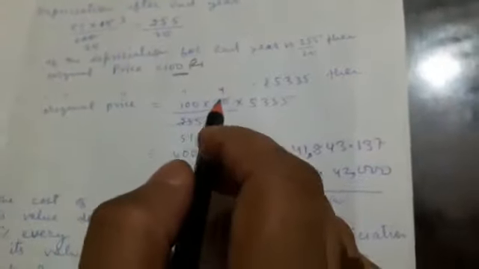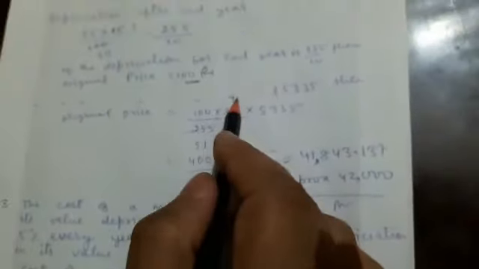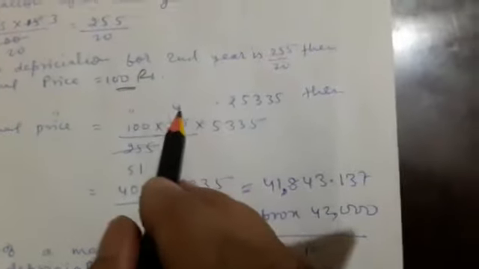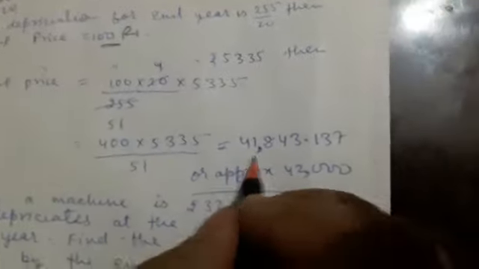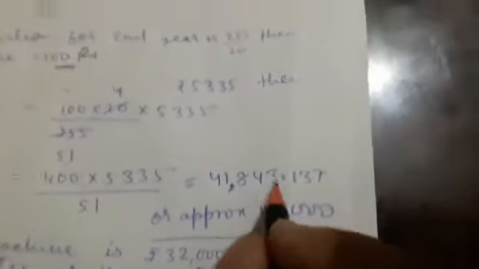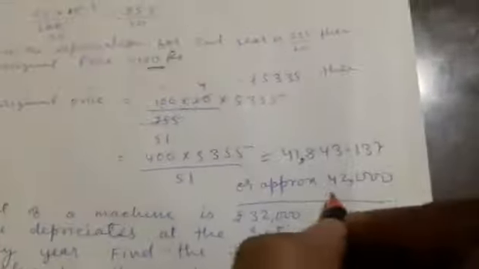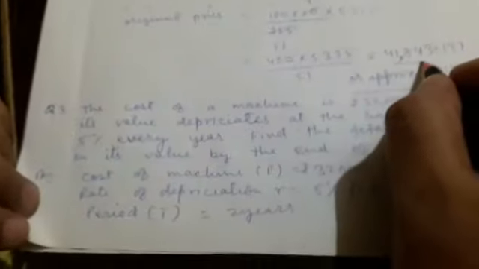Now let us simplify this number. If you divide this by 5, 51 5s are 255 and 5 4s are 20. Now after multiplication, 100 into 4, we get 400 into 5335. And when we divide this number by 51, we get 41,843.137 approximately. That is approximately 42,000 rupees will be the original price. This is the approximate price, but the actual price is this much. Now let us see the next question, number 3.